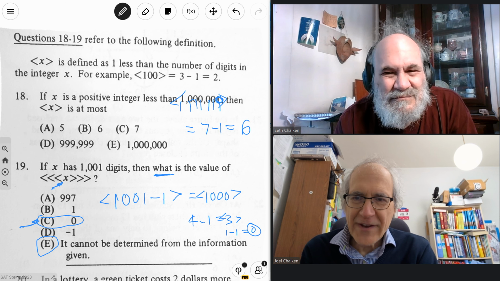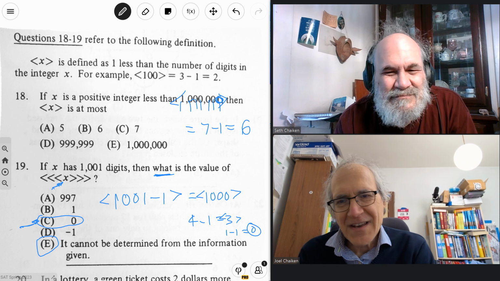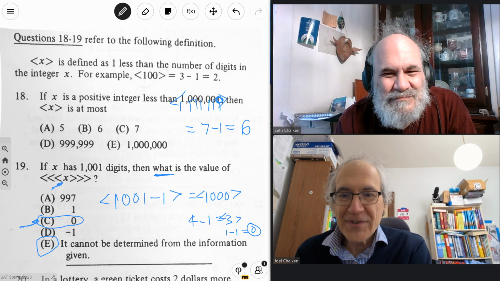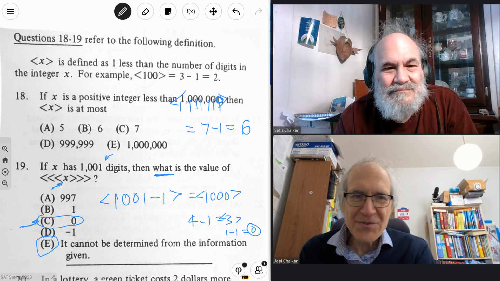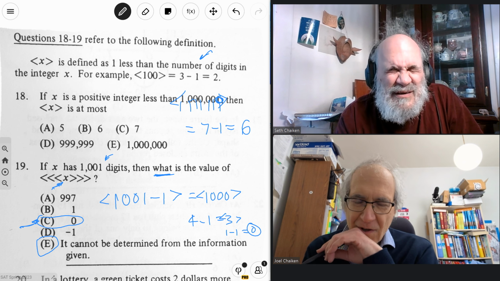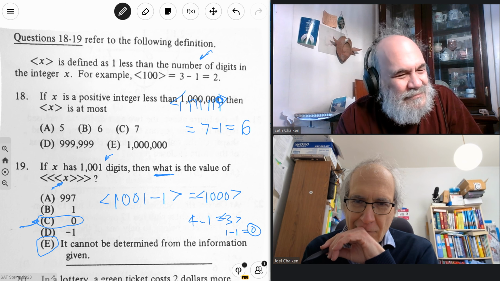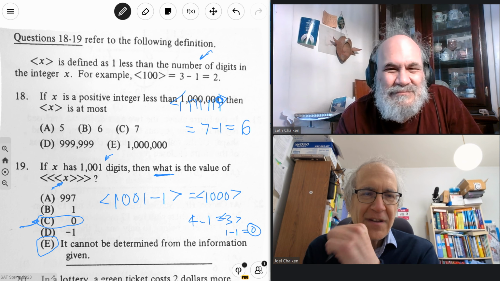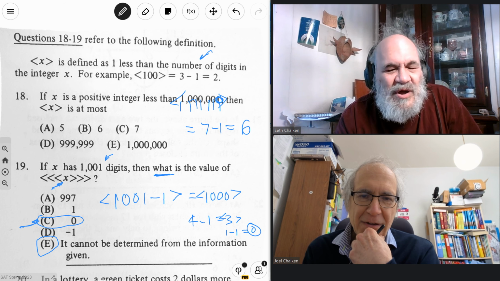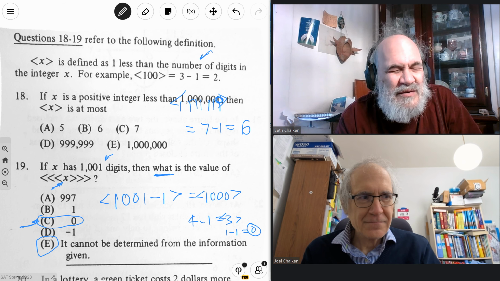Because there may be some weird thing about X having 1,001 digits. Well, maybe not. If they're telling you the number of digits, they're not telling you the number, they're telling you the digits, and that's exactly what the formula uses. So it seems like that would be the answer, wouldn't it? Yeah, seems that way.